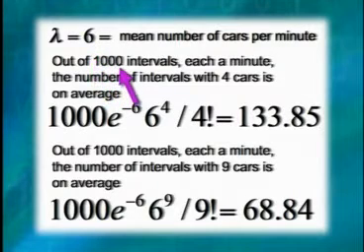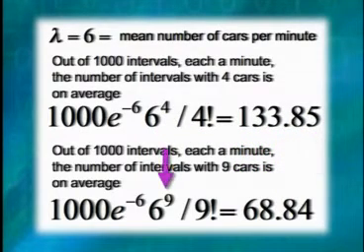And out of 1,000 intervals, we can predict in how many of those intervals we would expect exactly 4 cars to arrive by plugging in the number 4. You see the number 4 here and here? The occurrences of the 6 are telling us the mean overall number of cars per minute. And then the number 4 is asking the question, how many of these 1,000 intervals will have exactly 4 cars arriving? And the answer is 133.85.